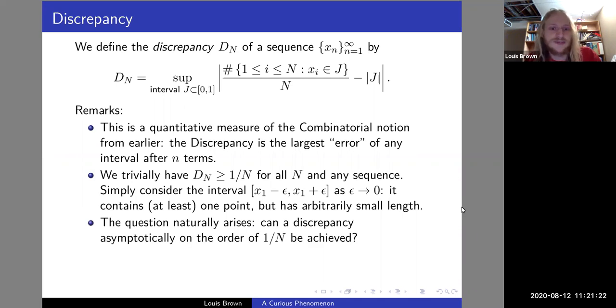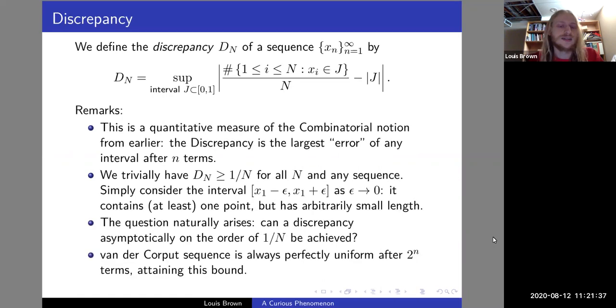So then the question naturally arises: can a discrepancy asymptotically on the order of 1 over n be achieved? We know that it has to be at least 1 over n, and can we really get it to be exactly that, or at least that up to a constant? Well, if we look at the van der Corput sequence, we notice that after 2^n terms, it's always perfectly uniform, because after 2^n terms, it has all of the rational numbers whose denominator is 2^n. So it definitely attains this bound when big N equals a power of 2.